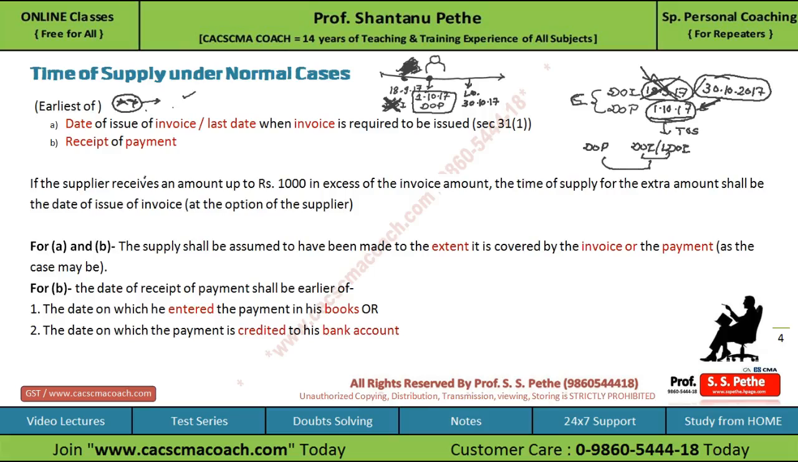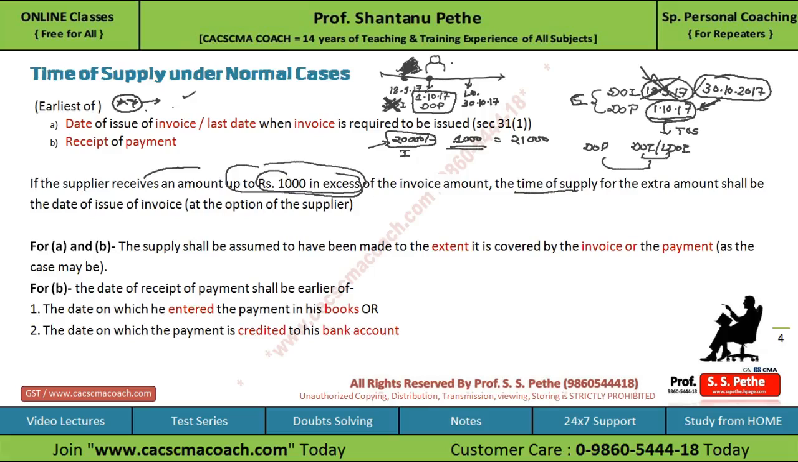If the supplier receives an amount up to 1000 excess, that is, here this supplier has supplied goods and suppose he was supposed to get 20,000 rupees for this supply. How much was he supposed to get? 20,000. But somehow he has received 1,000 extra. So the total amount he has received is 21,000 for this supply. So you can see that in the invoice, what amount was shown? 20,000, but he has received 1,000 extra. Or you can say he has received up to 1,000 rupees excess of the invoice amount.